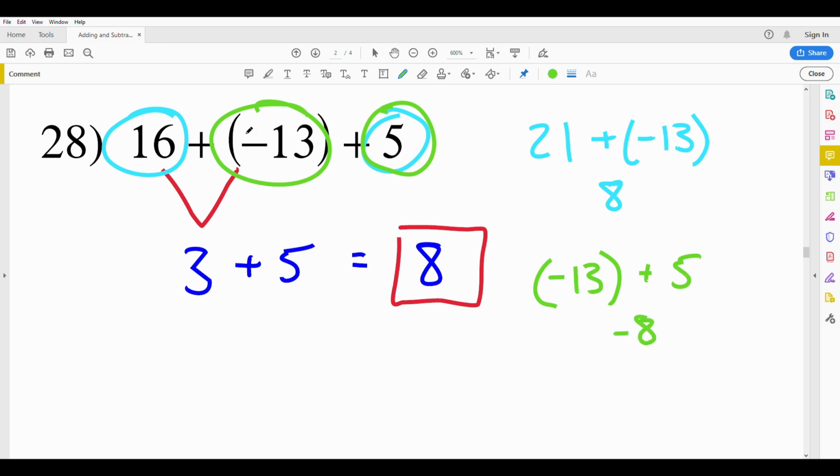But remember, we still have to add 16. And adding that positive 16 to negative 8 will give us a positive 8, because this is the same as 16 minus 8. Negative 8 plus 16 is the same as 16 minus 8, and that also gives us 8. So there's not one way to do these problems. You can add in many different orders. Let's move on to number 29.